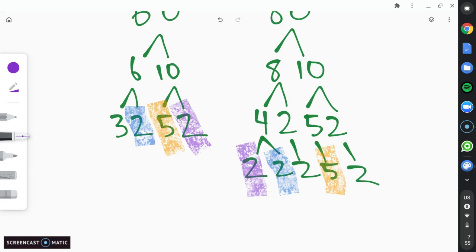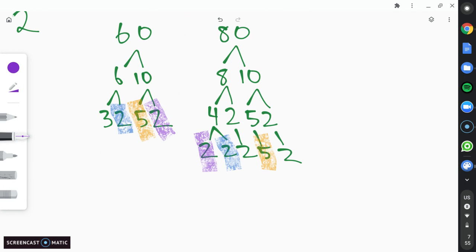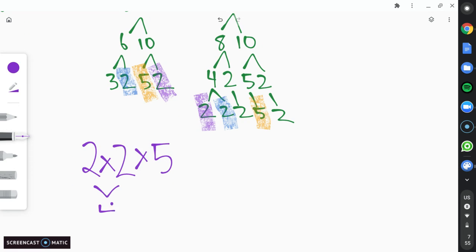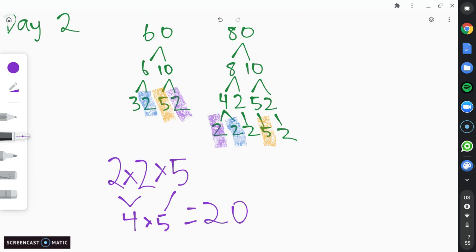Alrighty. Now, we're going to take one set, so make sure the sets are equal. 2 2s and 1 5. 2 times 2 times 5. 2 times 2 is 4. Times 5 equals 20. And our GCF equals 20. Very good. Did you get that answer?